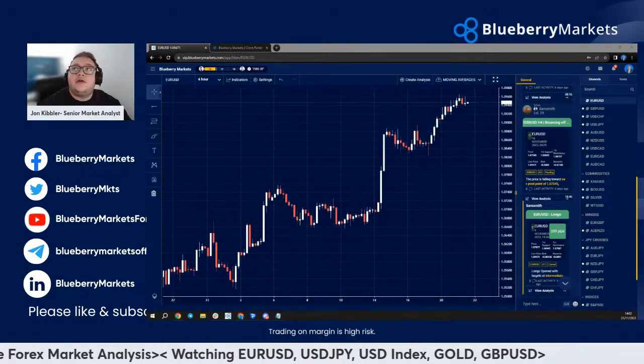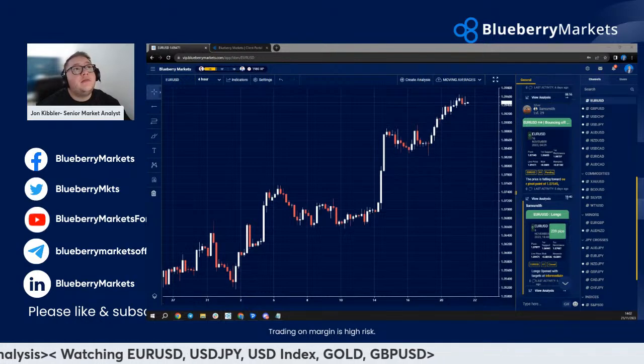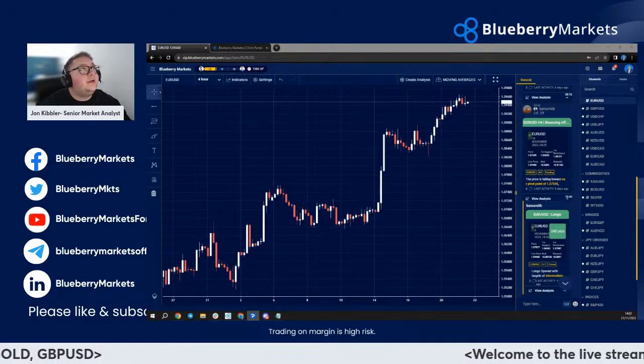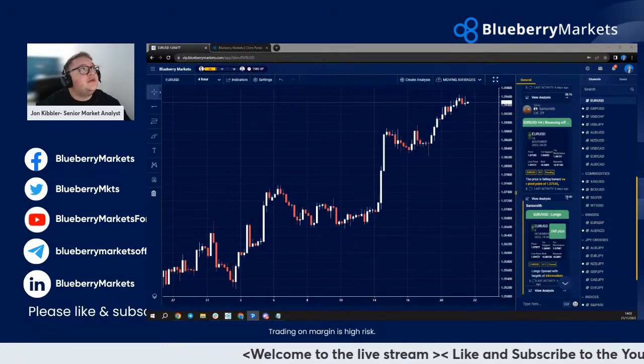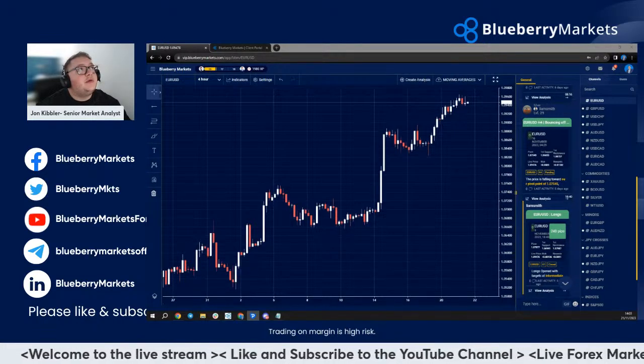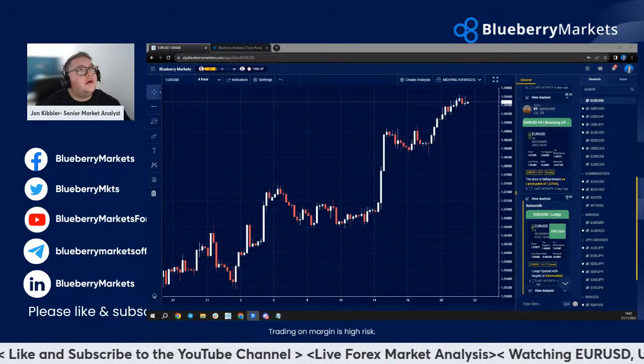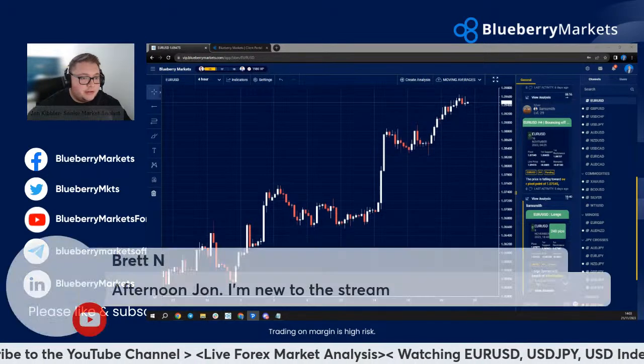I'm just monitoring a couple of positions at the moment. I've been Kiwi CAD long for a good while now, and I'm looking to potentially either exit this position or manage this position in any kind of way at the moment. We've just had some good CAD data drop, so I want to look to manage that position.